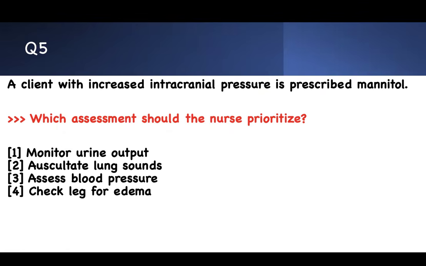Which assessment should the nurse prioritize? A client with increased ICP is prescribed Mannitol. Mannitol is a renal medication because it acts on the renal system. It's a diuretic, an osmotic diuretic. Therefore, which one do you prioritize? Number 1, if you have 1 second and you're taking care of this patient, think about it. Nurse, monitor urine output, listen to the client's lungs, assess their blood pressure, and check the electrolytes.